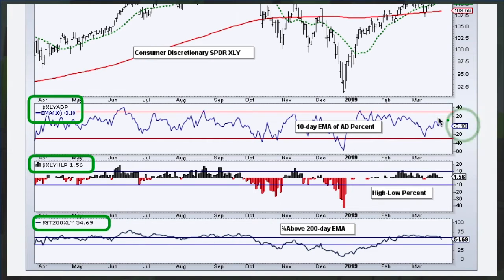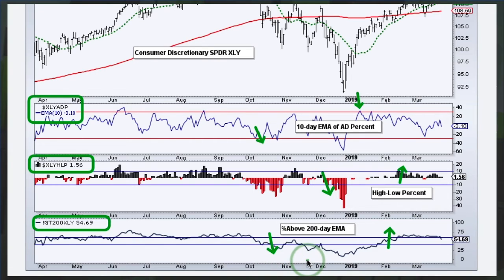And I've got the same levels for signals. You can see a move above plus 30% is a bullish thrust, and a move below minus 30% would be a bearish thrust, as we got in October there. You can see when the indicator moves below minus 10% for HighLow Percent, you have critical mass for new lows, and that's bearish. And then when you move above plus 10%, you're getting enough new highs to power an uptrend. And then for percentage above the 200-day EMA, if you move above 60%, that is bullish. You move below 40%, that is bearish.